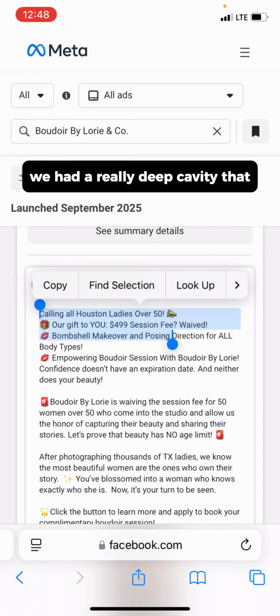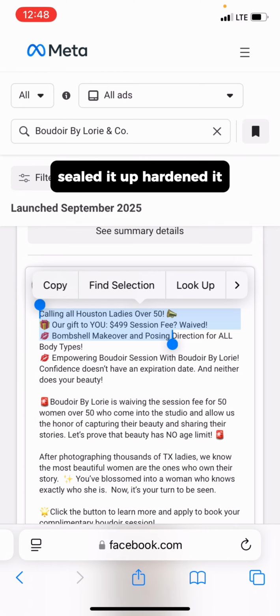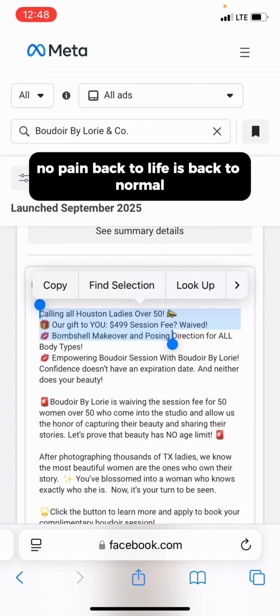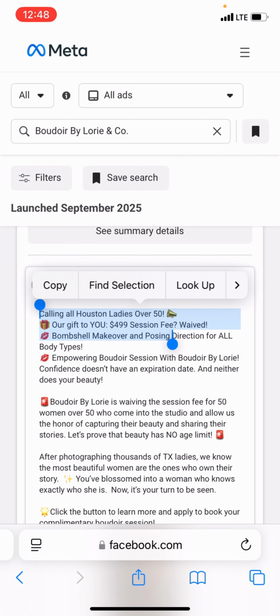Finally, we had a really deep cavity. They had to clean it out. They sealed it. They put the little UV pen on it, sealed it up, hardened it. Back to eating breakfast, no pain. Life is back to normal. And we're like, yes, thank God, back to normal.